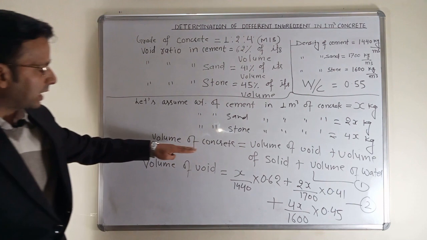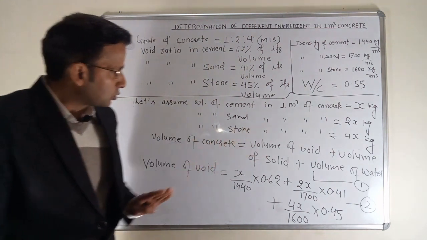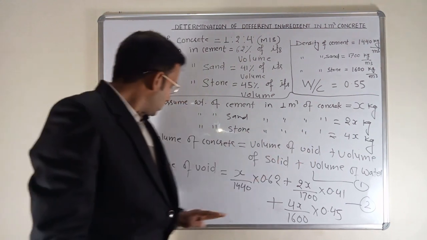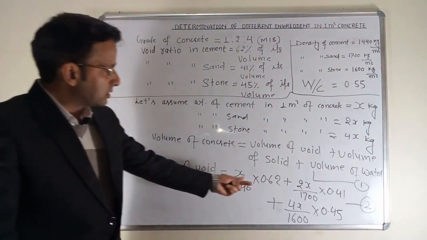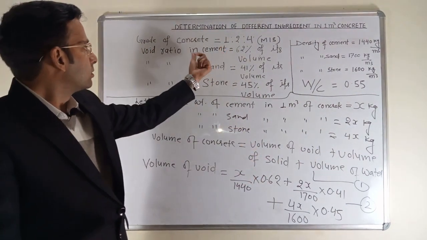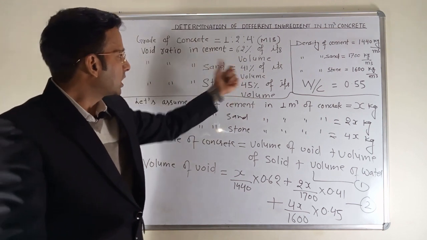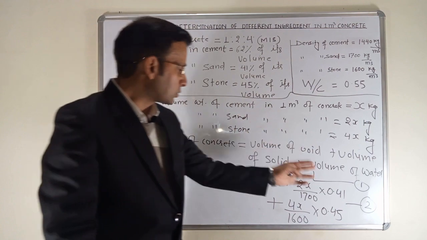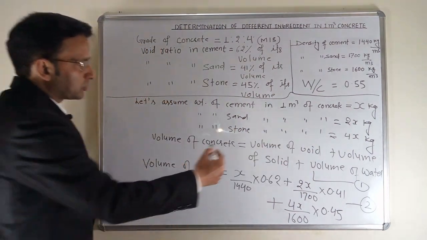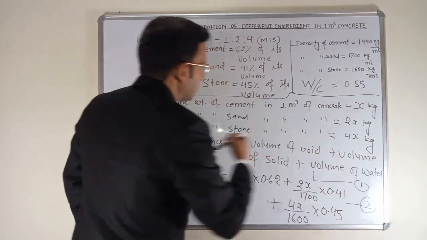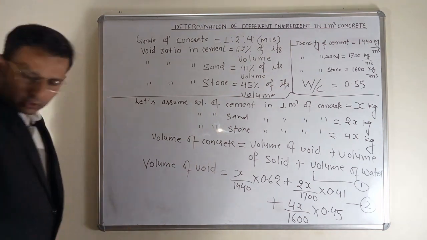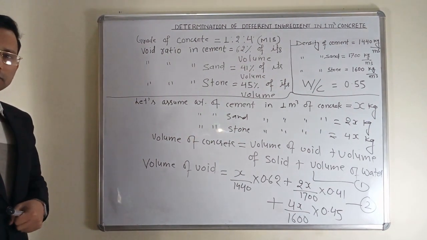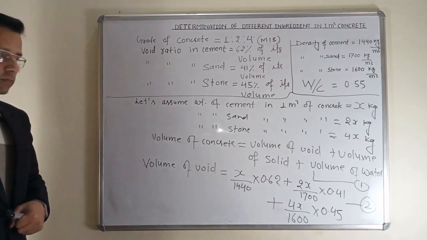Okay, so we have to calculate the volume of concrete, and so far we have calculated the volume of voids in such a fashion: 62% for cement, 41% for sand and 45% for stones. Now we proceed to volume of solids. So what will be the volume of solid? You can note it down.